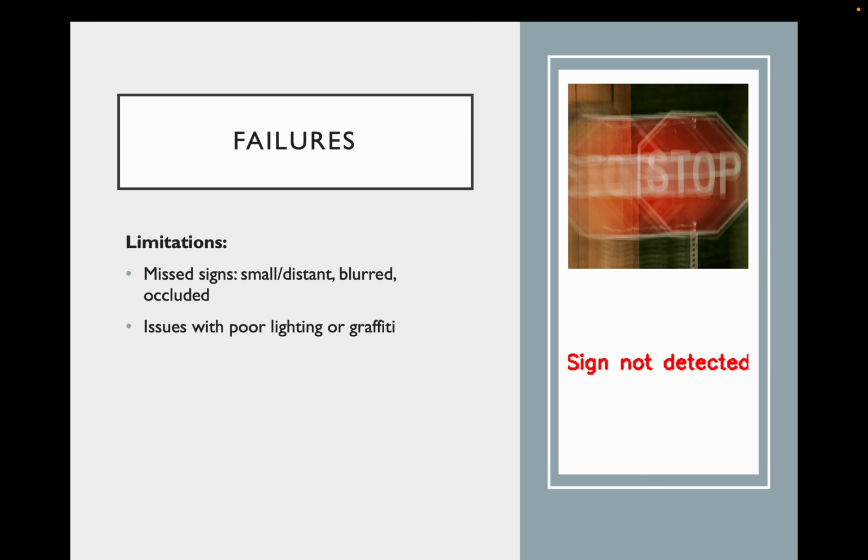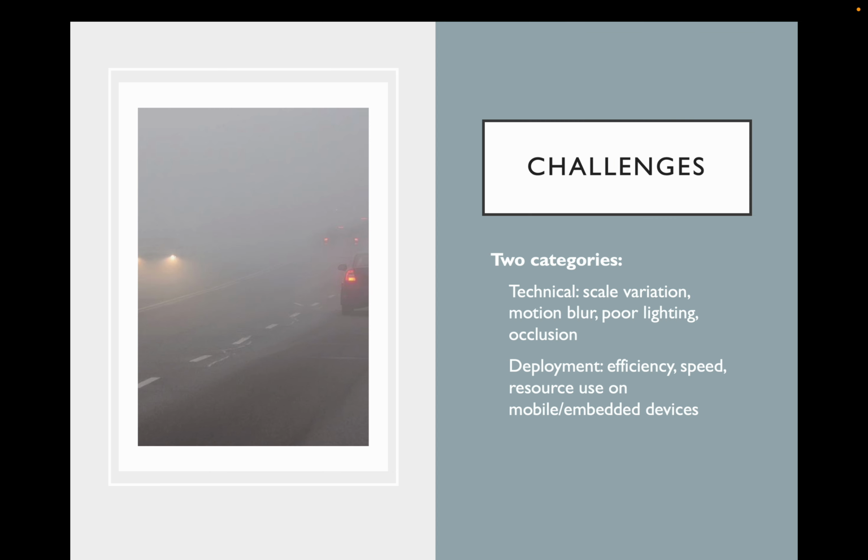In real world conditions, performance drops though. Models can miss signs that are small, distant, blurred, or occluded. Poor lighting, graffiti, and weather conditions also reduce accuracy. That's why research is ongoing and being worked on.